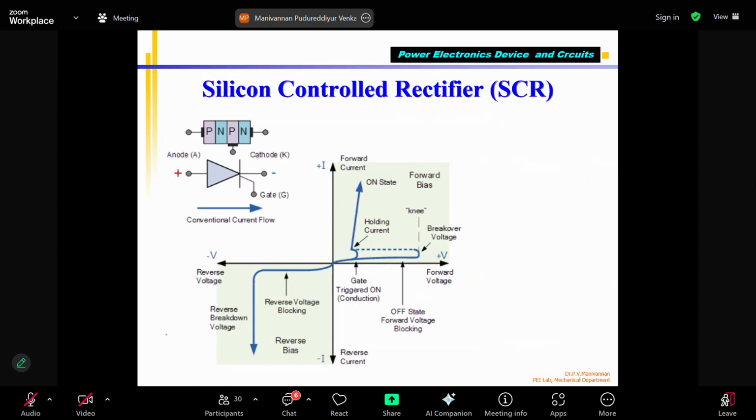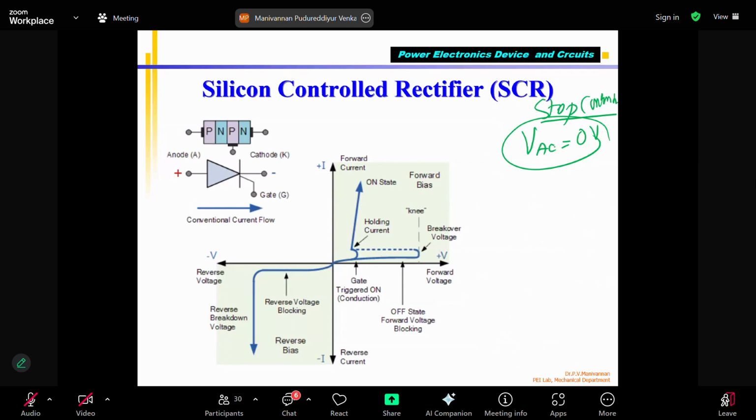The only way to stop conduction is to reverse the voltage or make VAC equal to 0. That is the only way, or switch off the power between anode and cathode. Otherwise, there is no other way. Okay, that is one condition.